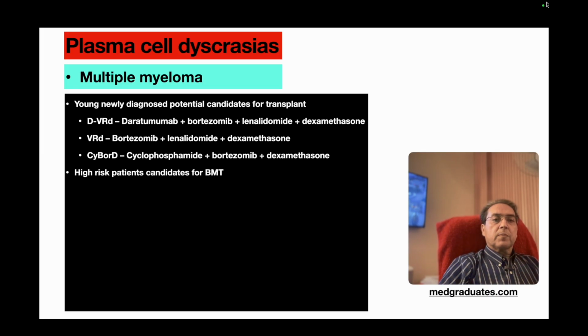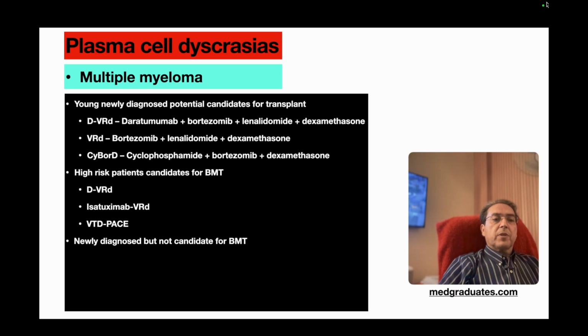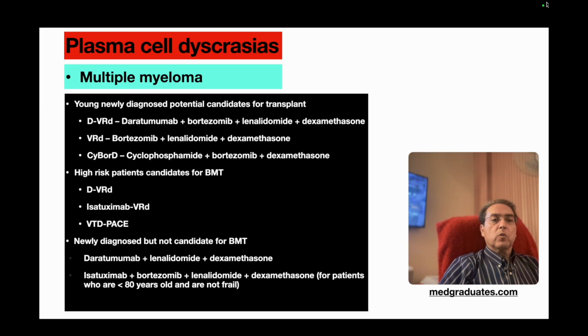Patients who are high risk but potential candidates for BMT, we can use DVRD, isatuximab-VRD combination, VTD-PACE combination. And then patients who are newly diagnosed but not candidates for BMT, they are frail people. Daratumumab, lenalidomide, and dexamethasone can be used, and isatuximab, bortezomib, lenalidomide, dexamethasone, for patients who are less than 80 years but not frail. Lenalidomide, bortezomib, and dexamethasone is another combination which can be used in these patients. And then stem cell transplant is the treatment option for these patients.